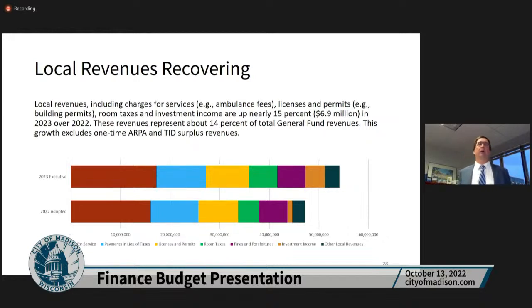This growth excludes one-time funds that were used in the 2022 budget from the American Rescue Plan Act, or ARPA, as well as one-time tax increment district surplus funding that is used in the 2023 budget.